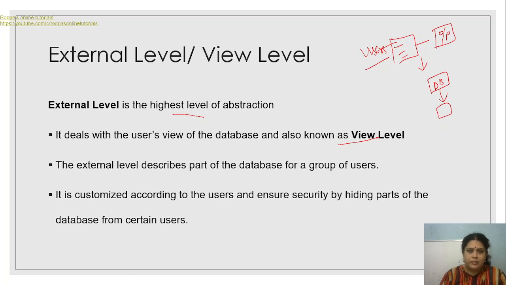So this describes the part of the database for a group of users. One set of users are going to take a part of the database and view it. For example, your class teacher may want to see your marks and your performance over a period of time. They are not looking at your personal details or whether your fees are paid, as all these things will be taken care of by the admin. Hope you understand what I'm trying to tell. So these are all levels of abstraction.